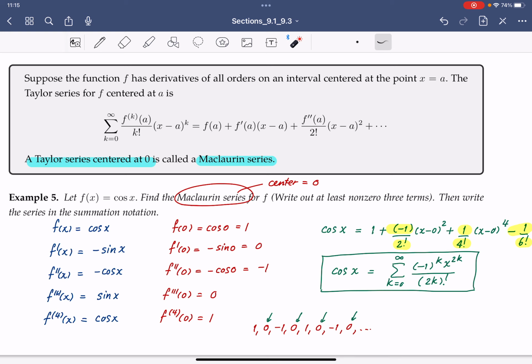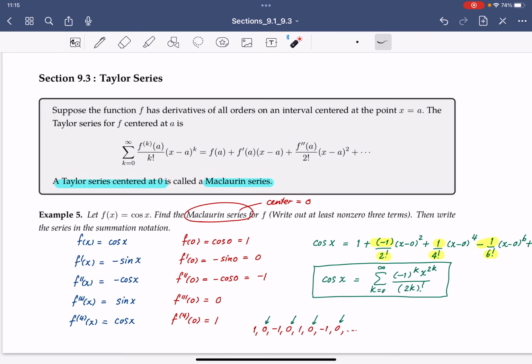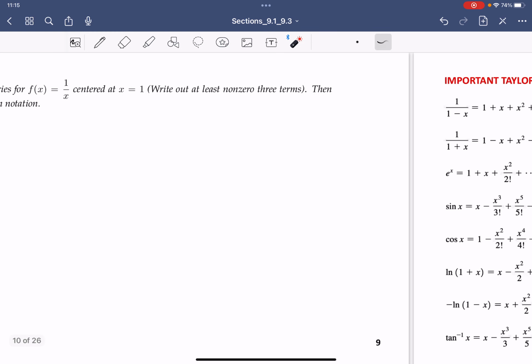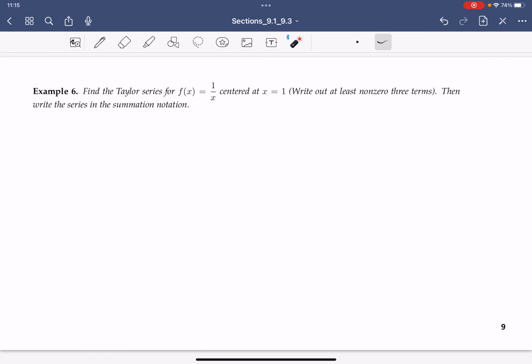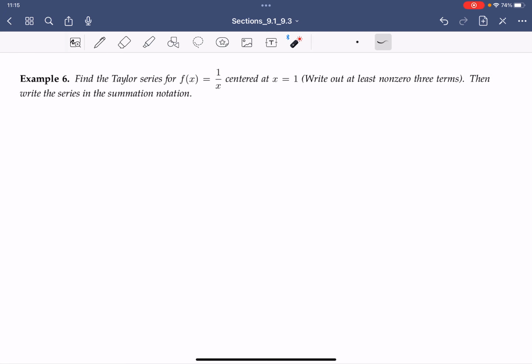All right, one more question on example 6 for Taylor series, and then we're going to talk about the important series, and then we're going to stop and take a look at the solution for exam 1, because we have time left.